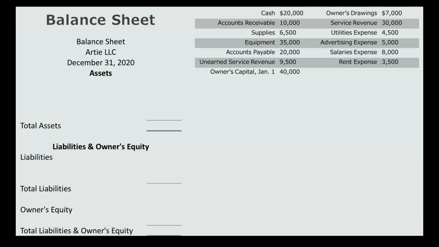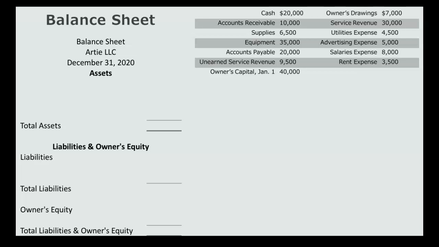So here's the framework of our balance sheet. Now, a balance sheet is a financial statement that shows the accounting equation in action, right? It's assets equals liabilities and owner's equity. So in a balance sheet, we first list out all of our assets, and then we list out all of our liabilities and owner's equity. We find our total assets, we find our total liabilities and owner's equity. They need to equal because of our accounting equation.